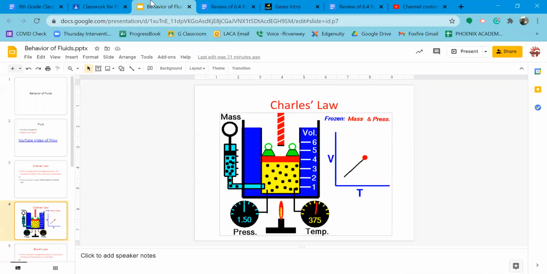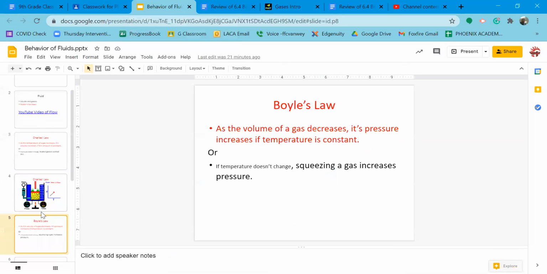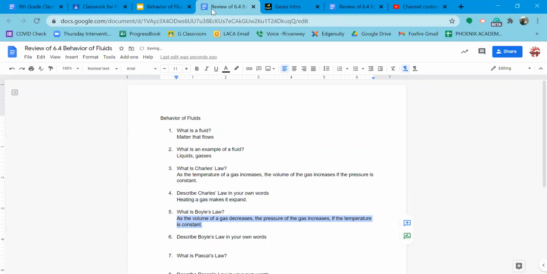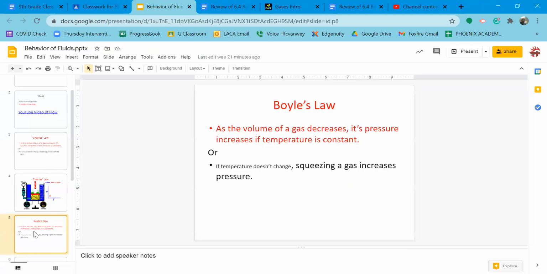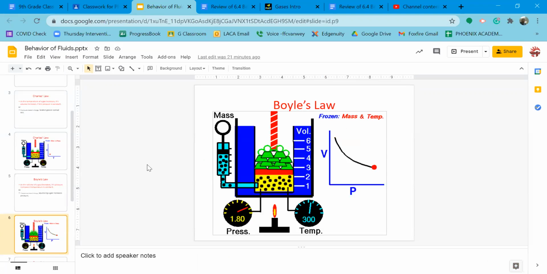Boyle's law. What is Boyle's law? Boyle's law says that as the volume of a gas decreases, that is the size, as the size of a gas decreases, its pressure increases if you keep the temperature the same, if the temperature is held constant. So let's see our little animated GIF of that. We can see that squeezing this gas, we keep the temperature the same, squeezing this gas makes the pressure go up. Okay.